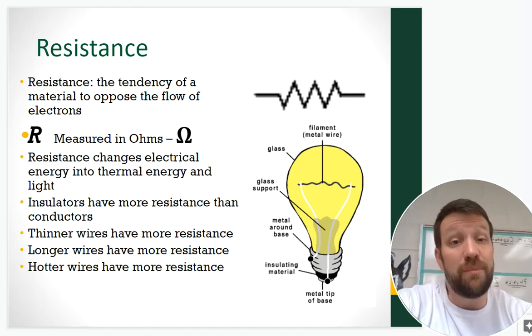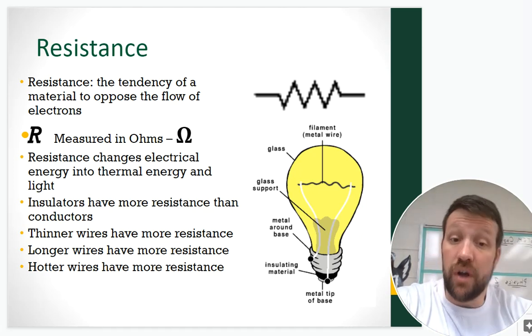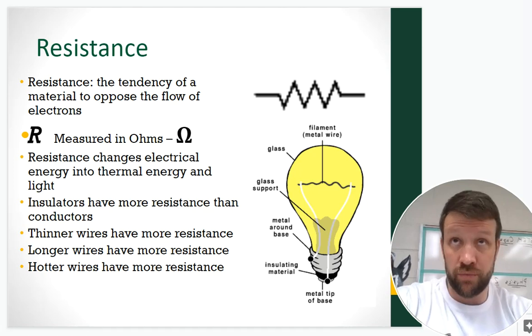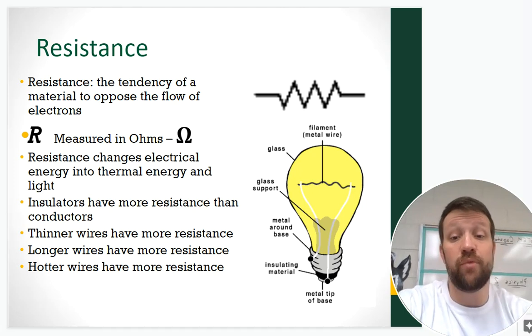You could also have some thermal energy produced in the case of a toaster oven or your oven at home, or the electrical burners on top of your stove, things like that. Insulators are going to have more resistance than conductors.